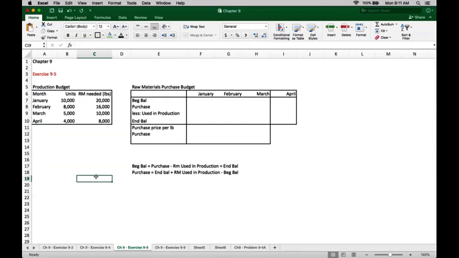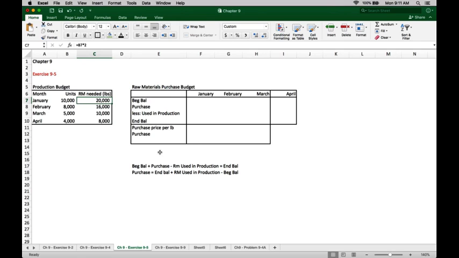So in this exercise again, I've written down the basic information. They've told us how many units we need to produce. The materials required are 2 pounds per unit. So I've multiplied the units by 2 in order to get how much materials would be required for the production for each month.